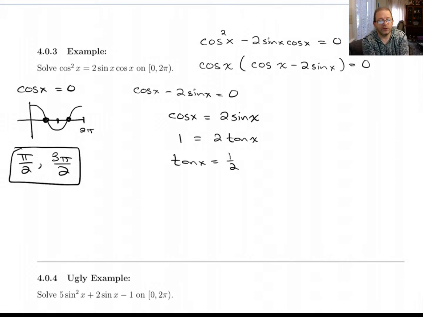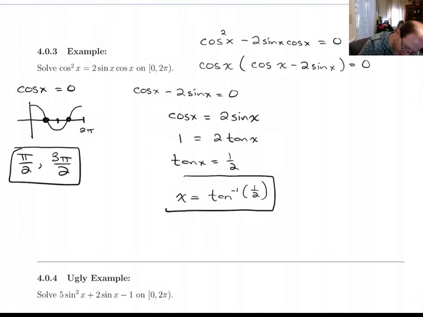Now, there's definitely a solution to this, but it's not a nice number. So really all we can do here is say x is equal to inverse tan of 1/2. I'm going to put a box around that because that's one of our answers. But we've got to be careful because this gives us a solution. But is it the only solution that it gives us on here?